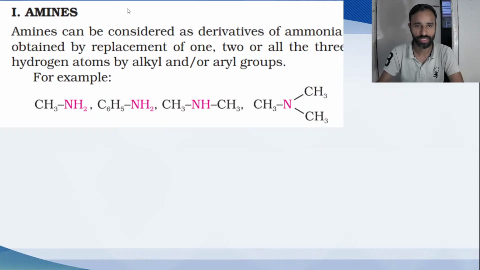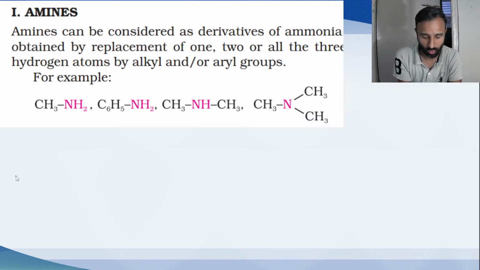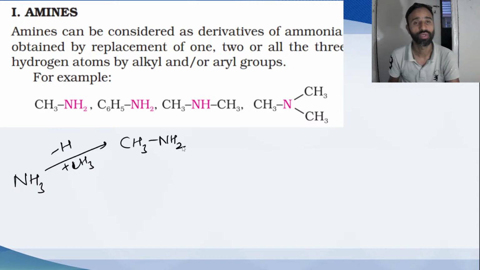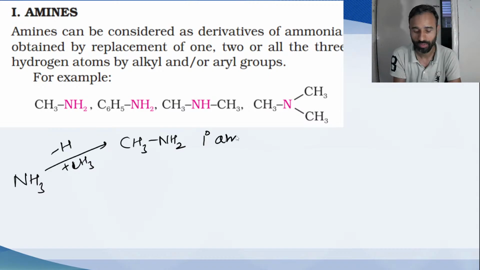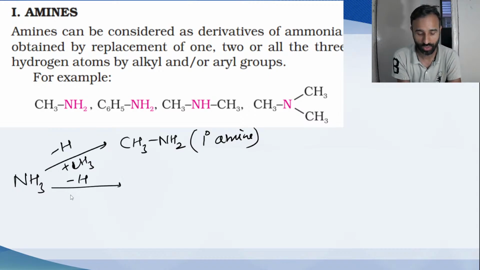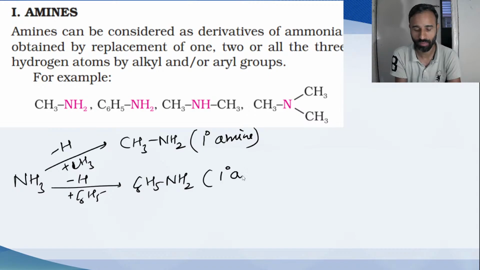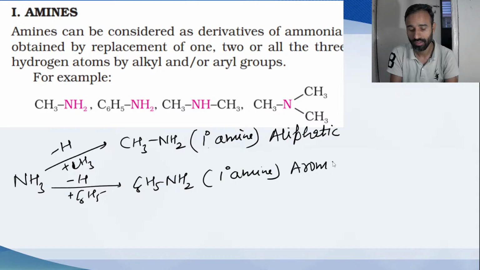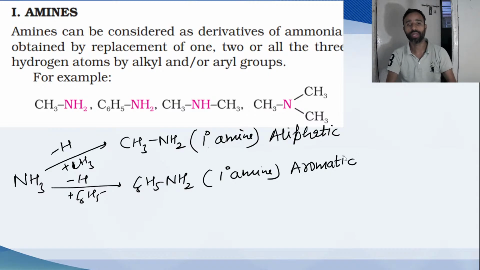Okay, amines. Amines are considered derivatives of ammonia. In ammonia, if we remove one hydrogen and add an alkyl group, we get this product, and this is called a primary amine. If only one hydrogen is replaced by an alkyl group, that is a primary amine. If we remove hydrogen and add C6H5, that is aniline, and this is also a primary amine, but an aromatic one. If alkyl groups are there, that is called aliphatic amine, and if there is an aryl group, that is called aromatic amine.